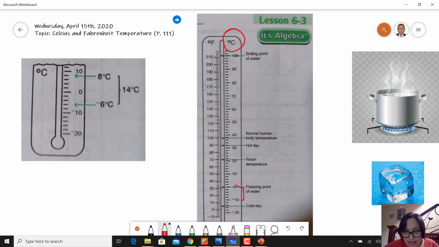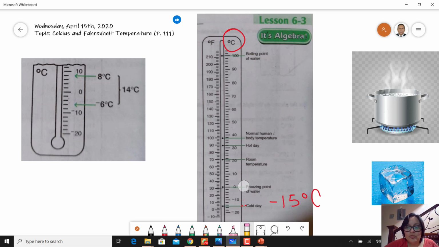Cada línea vale 2. Menos 12, menos 14, menos 16, y la línea está entre menos 14 y menos 16. So eso representa, it represents how many? Minus 15 Celsius degrees. Okay?